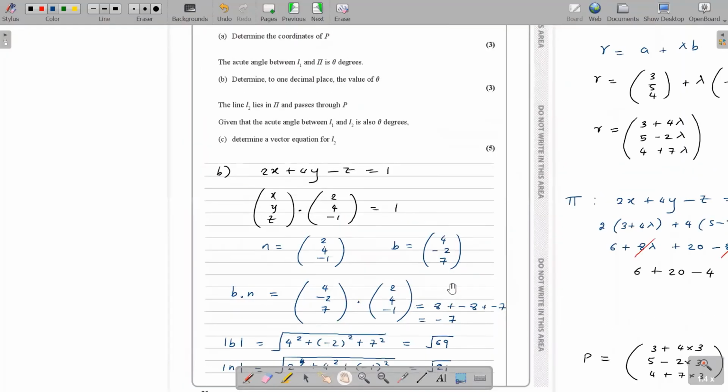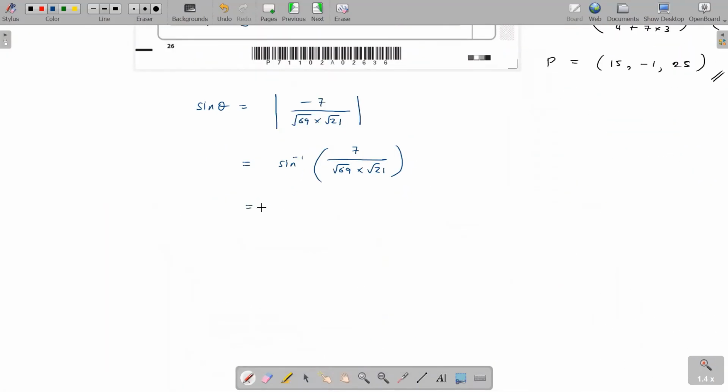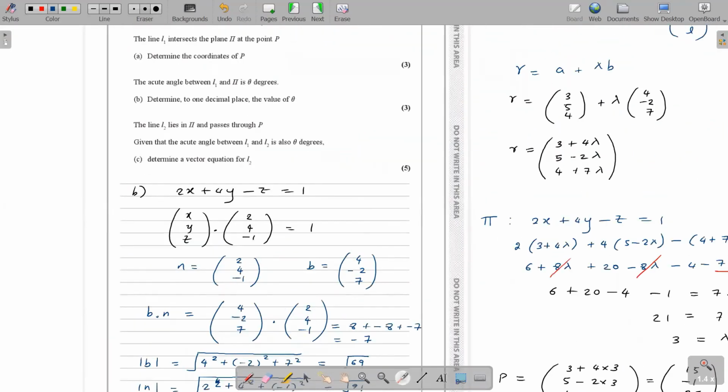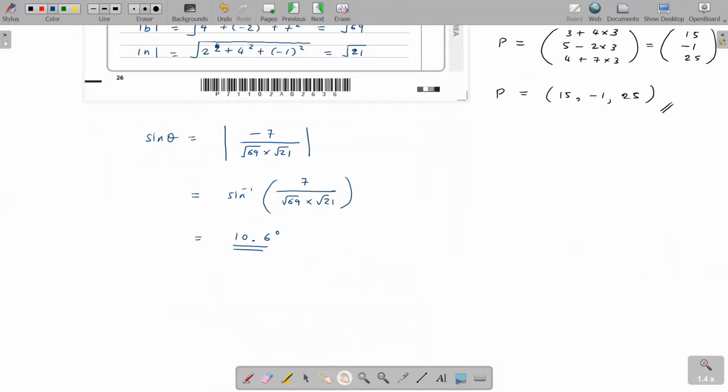They want the value of theta determined to 1 decimal place. Can I know the value here? 10.6 degrees, correct to 1 decimal. They say the value of theta in degrees, so the calculator must be in degree mode. Type sine inverse of this value and you should get 10.6 degrees. Are you all okay with that?